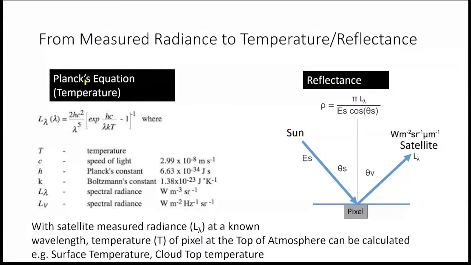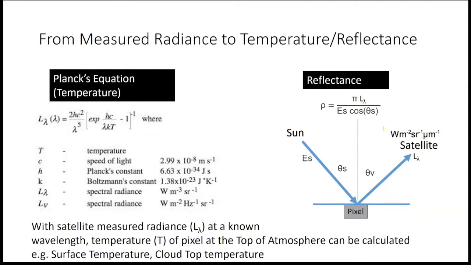All right. So the second thing that you can get is reflectance. This is in the temperature part of the electromagnetic spectrum. Here's the second thing that you can convert the satellite measured radiance to. The radiation that comes from the sun is reflected by this pixel. You can actually calculate what the reflectivity of that pixel is. And in the next slide, I'll show you why this is important.